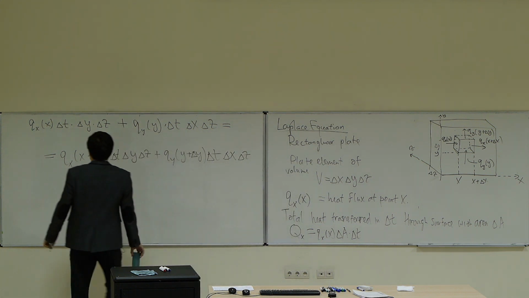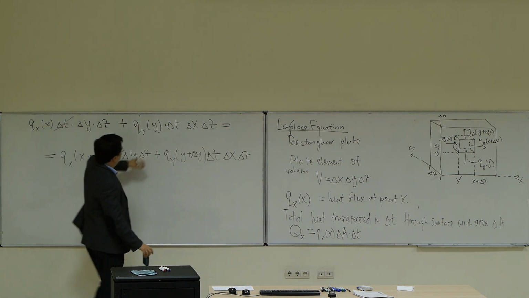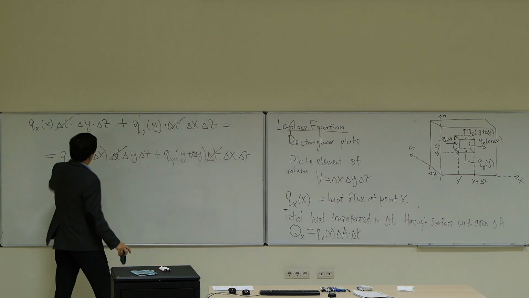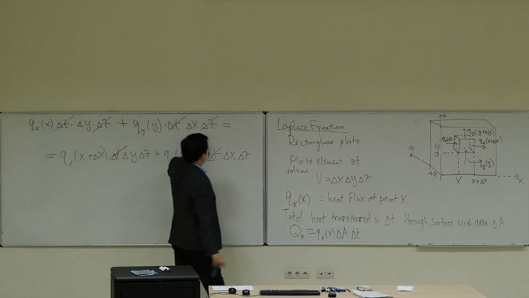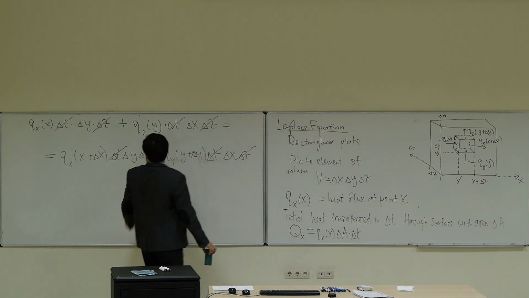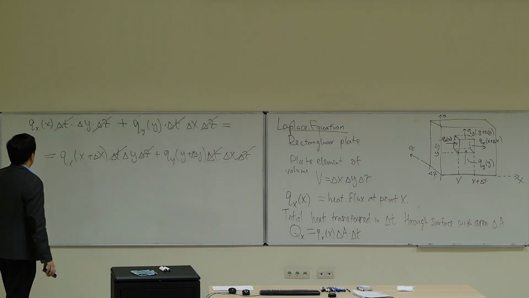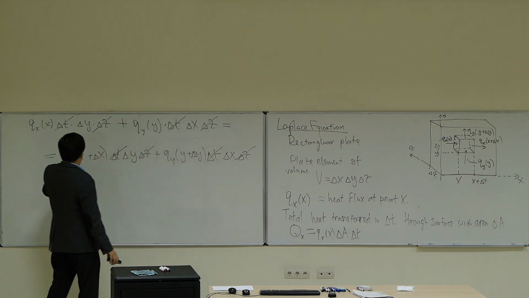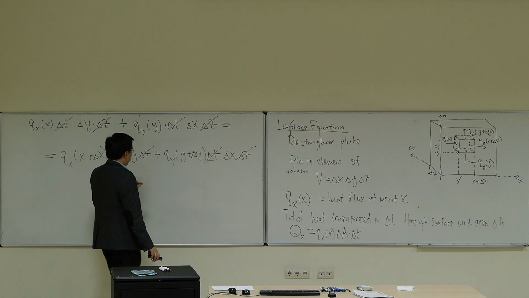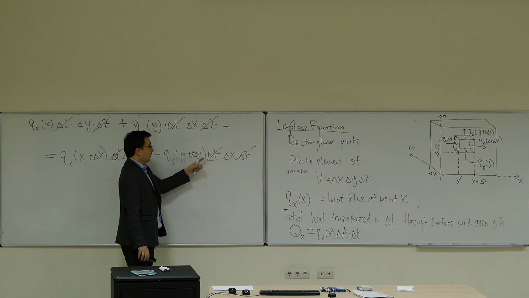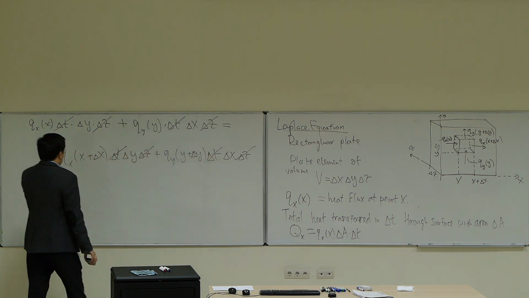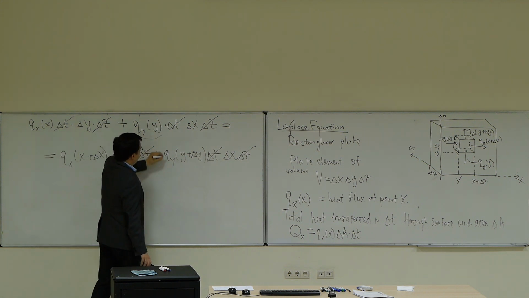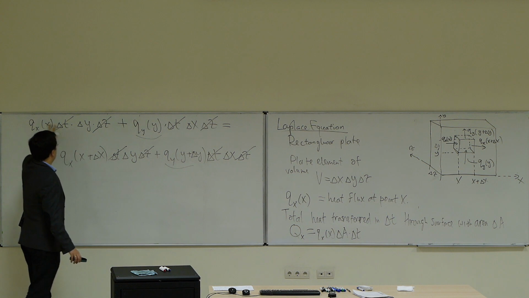All right, what can we get rid of? I have delta t everywhere, so I can get rid of delta t. I have delta z everywhere, so I can get rid of delta z. What is left is qx delta y, qy delta x, qx at x plus delta x multiplied by delta y, and qy at y plus delta y multiplied by delta x. All right, I can group several terms together. I want to group this one and this one together, and this one and this one together.